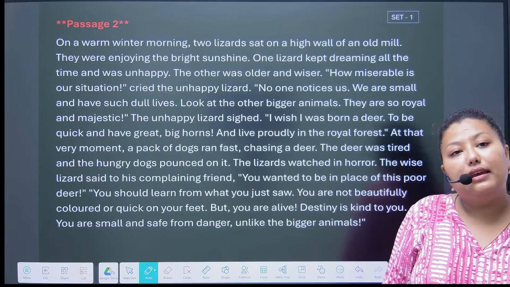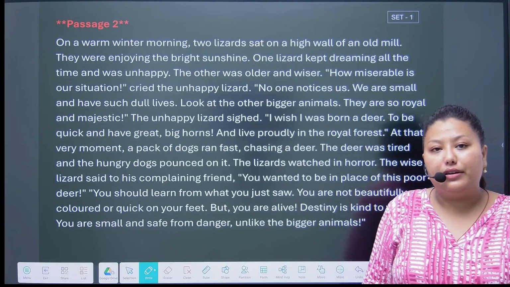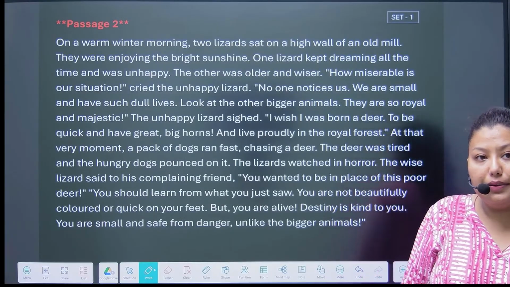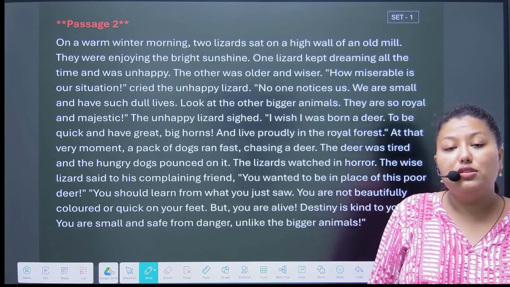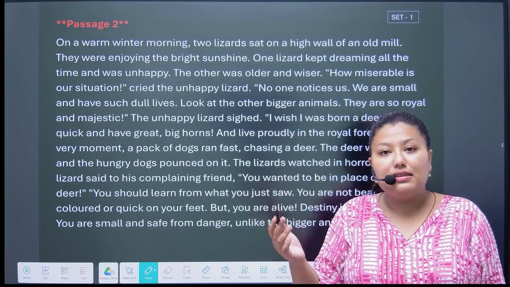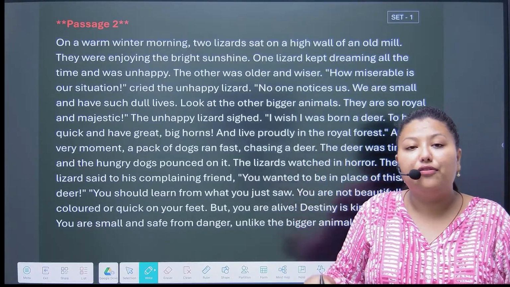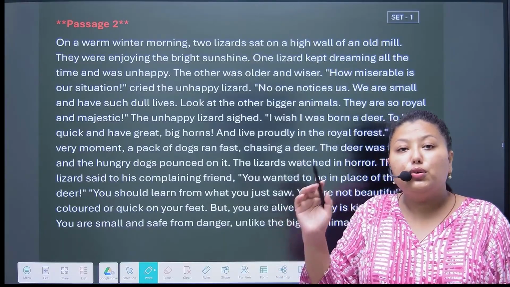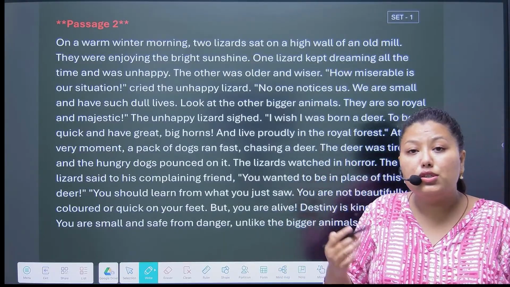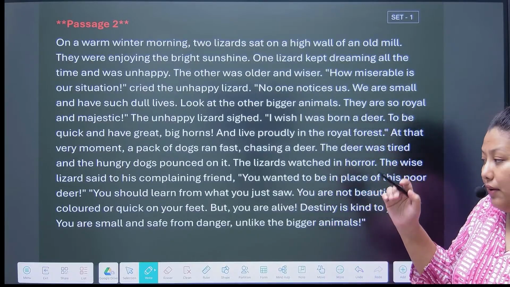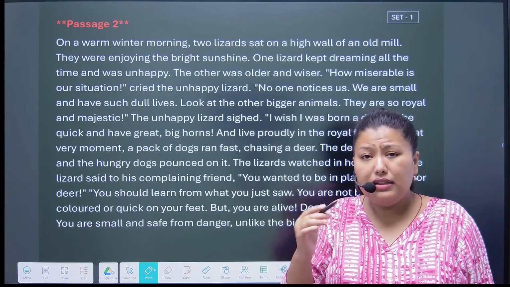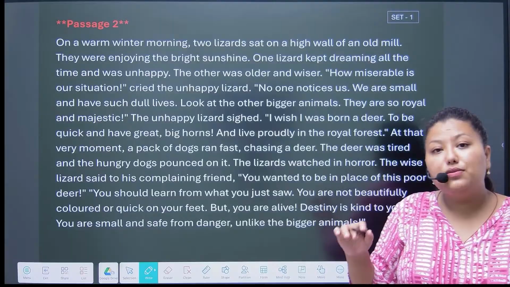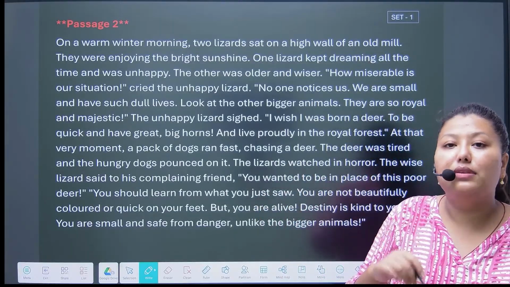The wise lizard said to his complaining friend, "You wanted to be in place of this deer, poor deer. You should learn from what you just saw." Because if the lizard was a deer, then the dogs would also chase him and eat him. So that's why the wise lizard was saying you should learn from this lesson.